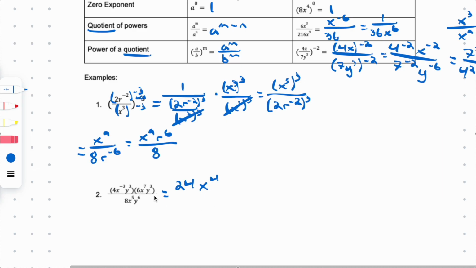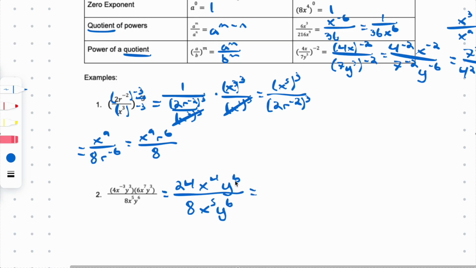We have y to the 3rd, y to the 3rd. Again, we're multiplying, so we add the exponents. 3 plus 3 is 6. And all of this is over 8, x to the 5th, y to the 6th.